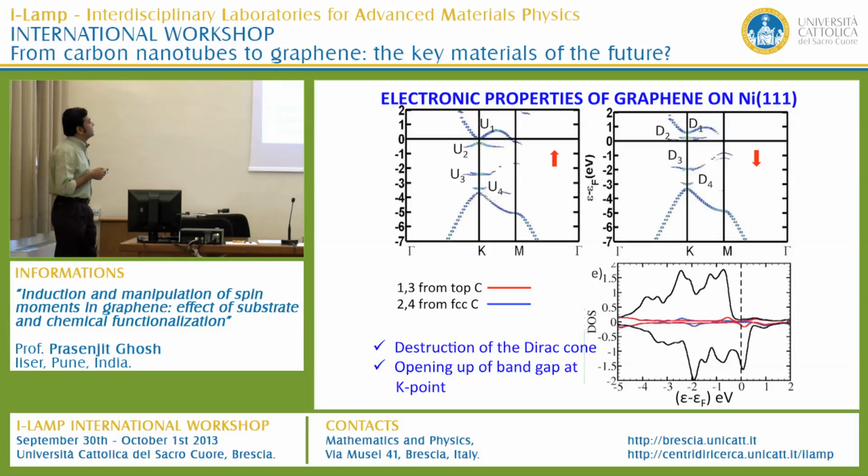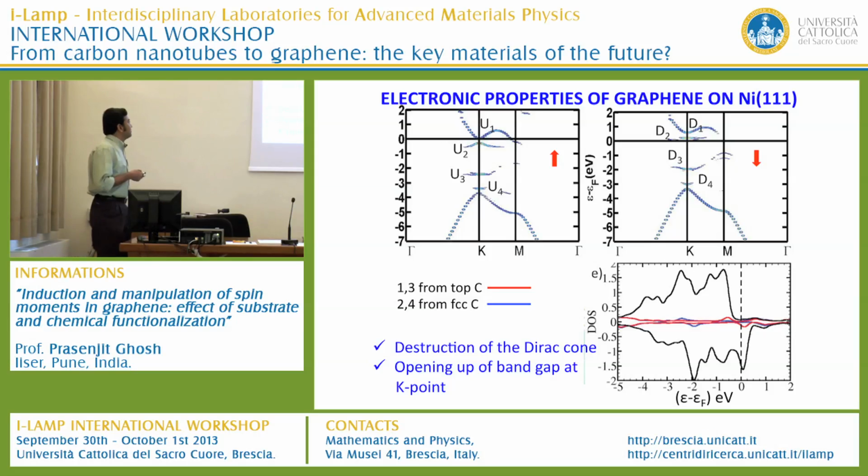The first thing we notice is that the Dirac cone is destroyed, and there is an opening up of the band gap. For the top carbon atoms, if the magnetic moment on the carbon atoms needs to be aligned ferromagnetically with respect to the nickel, then one needs to occupy this anti-bonding type of orbital, which results from the hybridization of the carbon PZ and the nickel D. As a result, this is energetically unfavorable, as it will cost energy in occupying these states. So for the top carbon atom, one sees the antiferromagnetic alignment of the spin with respect to the nickel substrate.